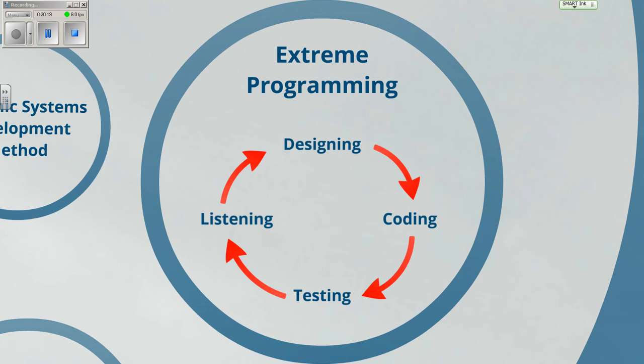So at first glance, I suppose it does look a lot like a spiral model. But whereas in a spiral model, you're supposed to spend equal amounts of time on each of the different phases, in extreme programming, the big emphasis is on coding.